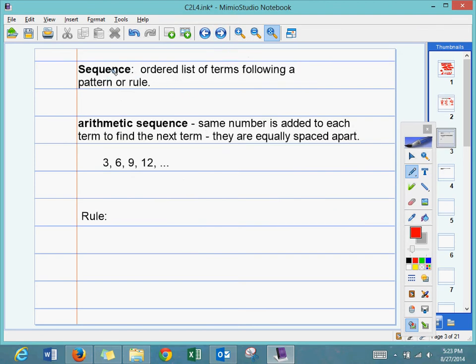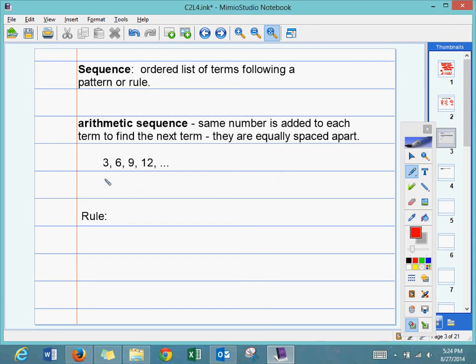Another topic in this lesson are sequences. A sequence is an ordered list of terms following a pattern or a rule. There are 2 different types of sequences. One is the arithmetic sequence, where the same number is added to each term to find the next term. Those terms are equally spaced apart. And I have a nice little arithmetic sequence right here for you: 3, 6, 9, 12, and it goes on and on and on.